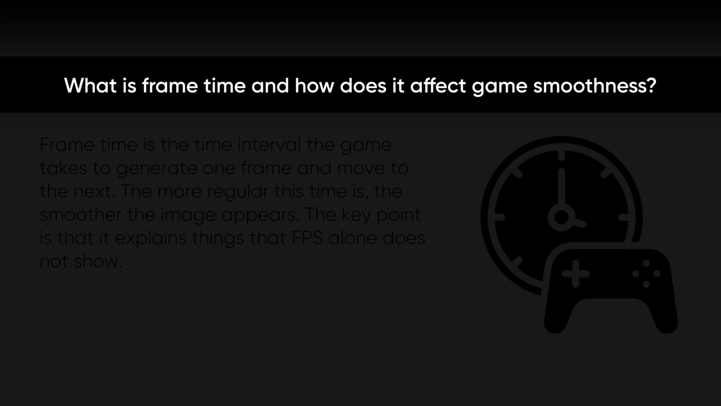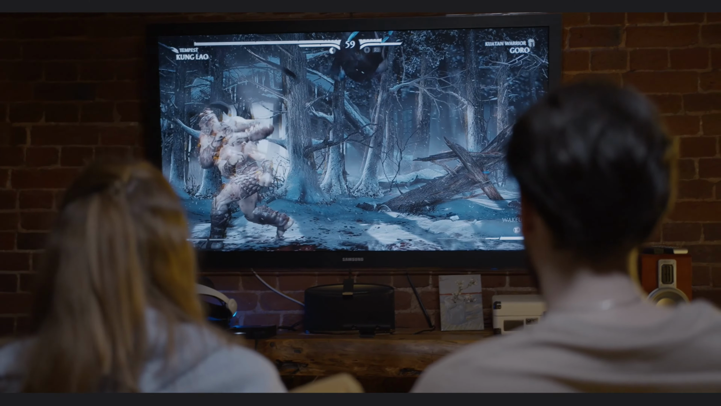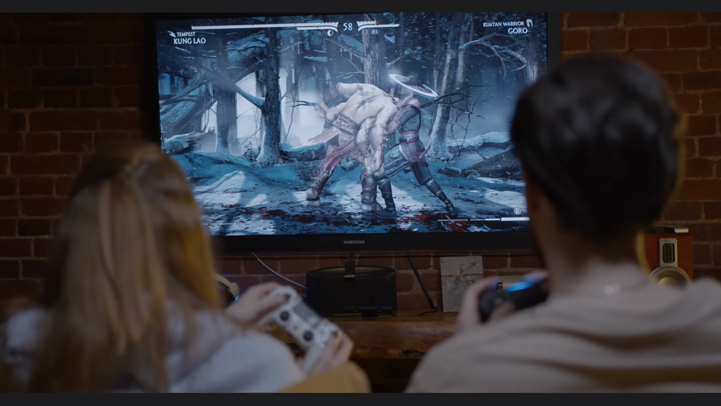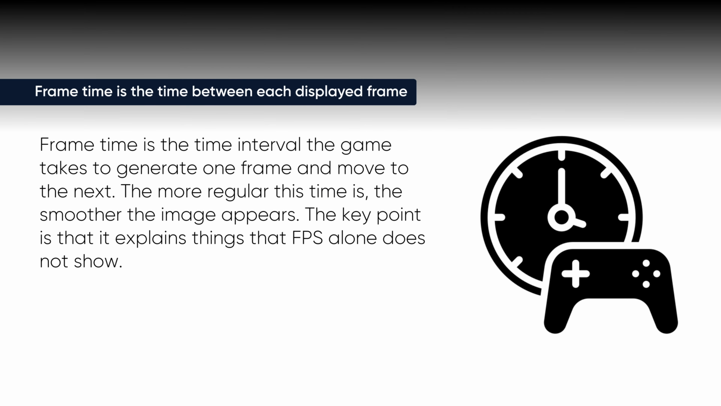What is frame time and how does it affect game smoothness? Frame time is the time interval the game takes to generate one frame and move to the next. The more regular this time is, the smoother the image appears. The key point is that it explains things that FPS alone does not show.